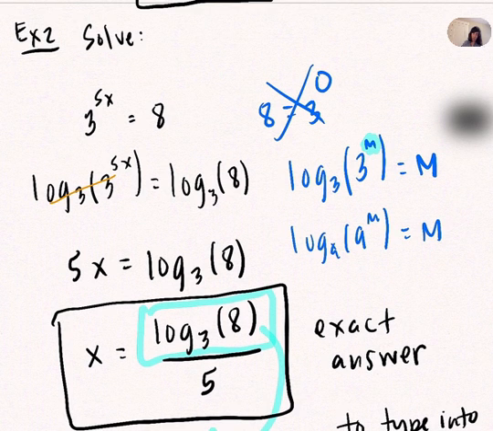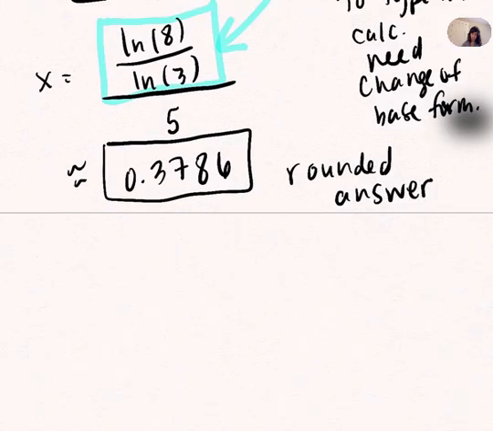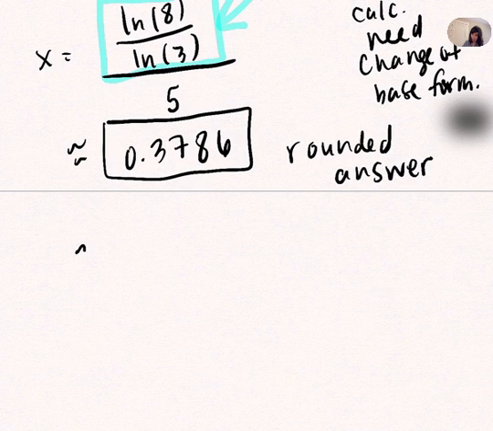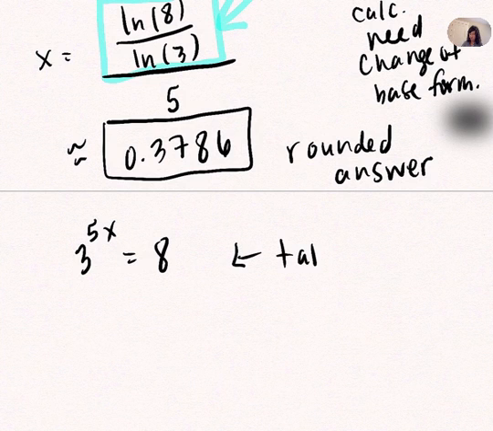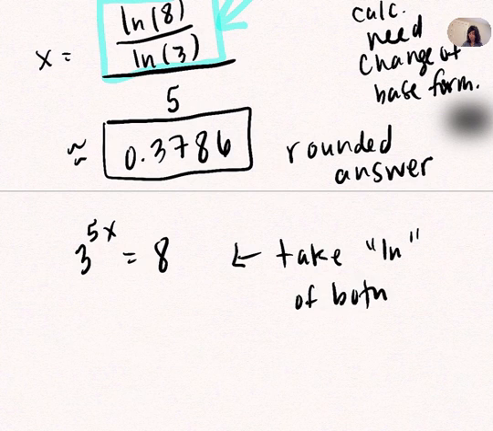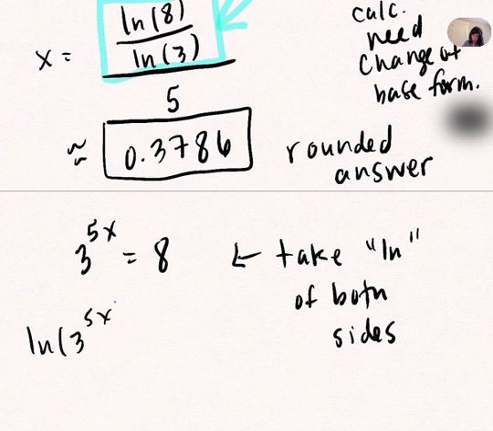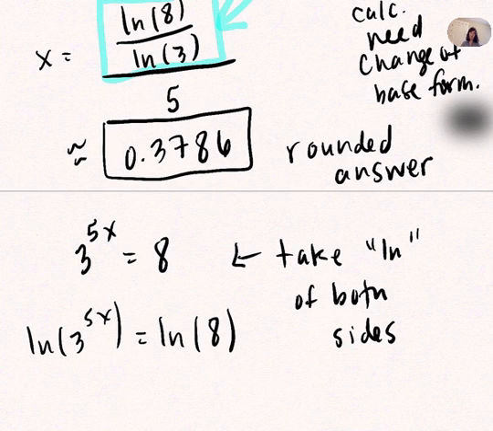We started out with this equation, 3 to the 5x equals 8. The other way to solve for x here is to take ln of both sides. So if both sides are equal, then the natural log of both sides should also be equal. Why would I bother taking ln of both sides? Because if I take natural log of both sides, it allows me to move this 5x to the front here.